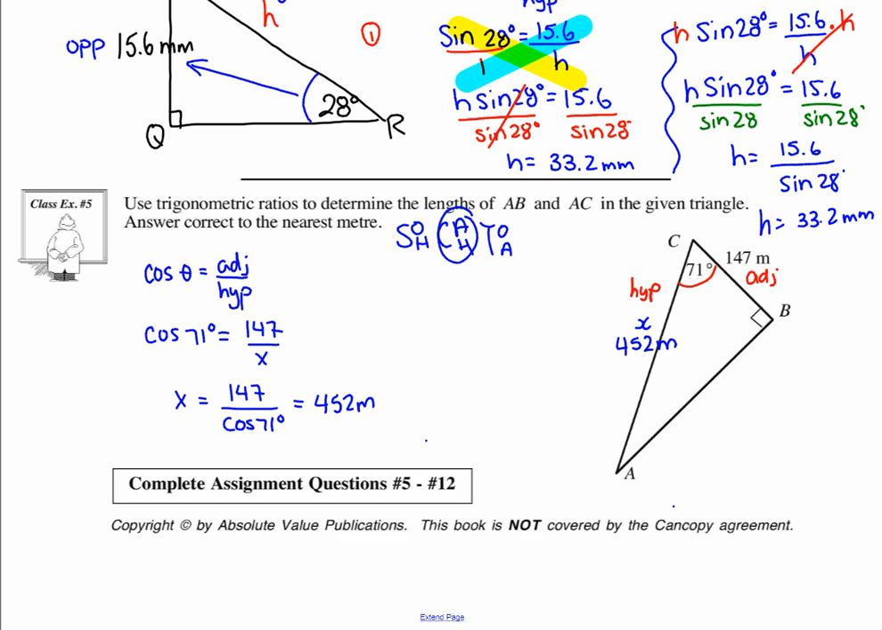The easiest way: a squared plus b squared. If you know two sides, you can use Pythagorean. However, you have to use the exact value in your calculations. So here we're looking for this side here. We'll call it y maybe. So y squared is equal to your hypotenuse squared minus the other side squared. I'm just going to sub it in. So 452 squared minus 147 squared.